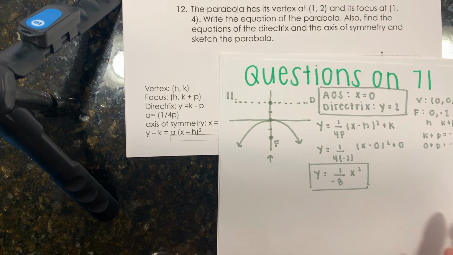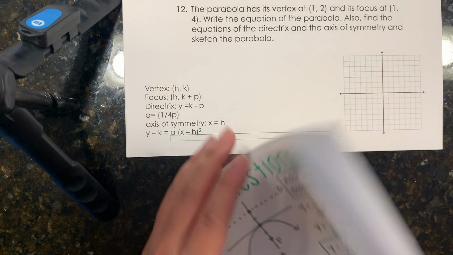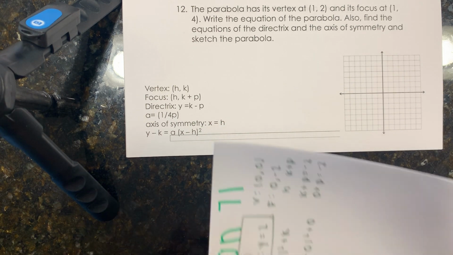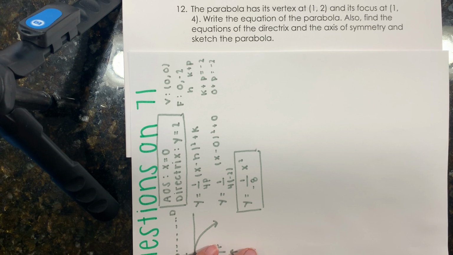Now moving on to number 12, a similar problem. It says the parabola has a vertex at 1, 2, and its focus at 1, 4. Write the equation of the parabola. Also find the equation of the directrix and the axis of symmetry and sketch the parabola.